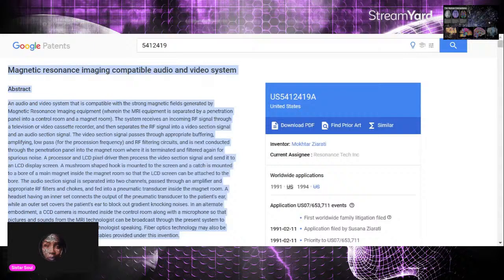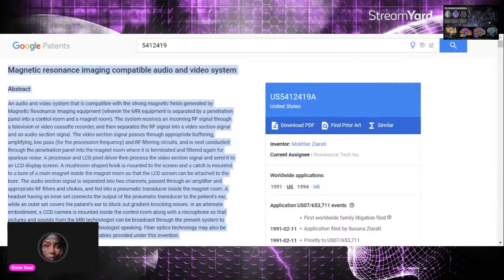A processor, an LCD pixel drive, then processes the video section signal and sends it into the LCD display screen. The LCD display screen. I told you guys about these LCD screens that can actually pick up on frequencies, pick up sound. They can literally hear what you're talking about in your bedroom off a computer, if they wanted to pick up the information off a certain frequency. Believe it or not, it's facts.